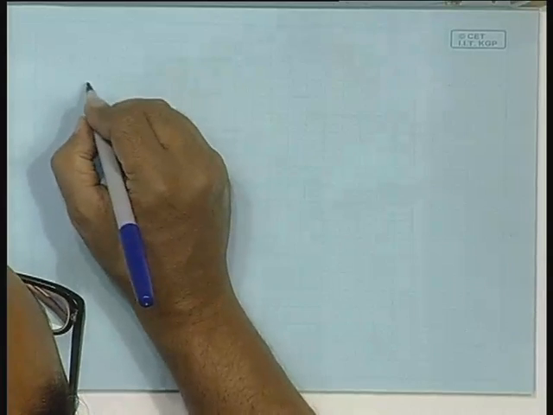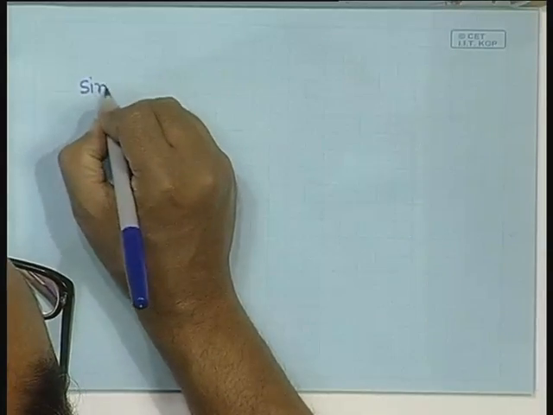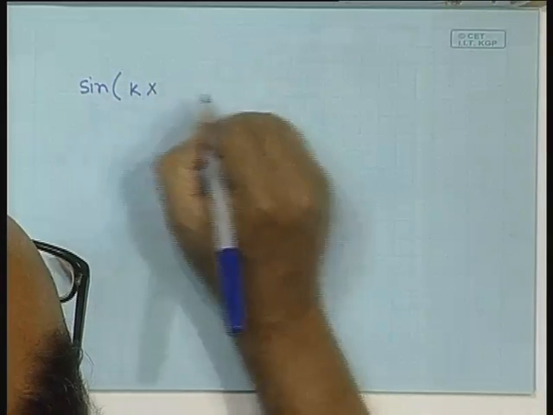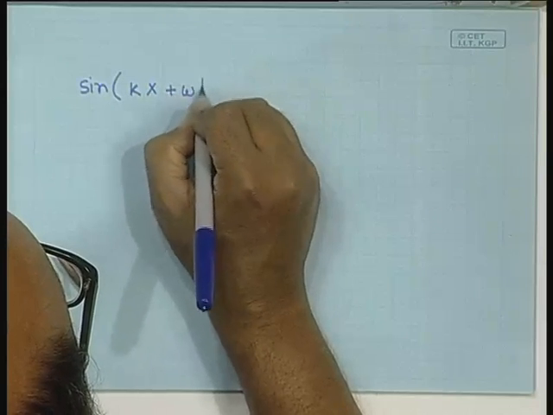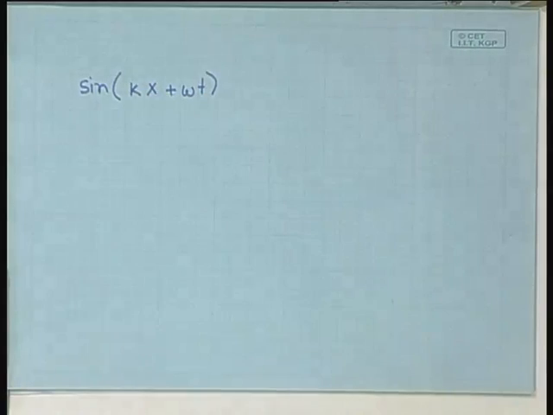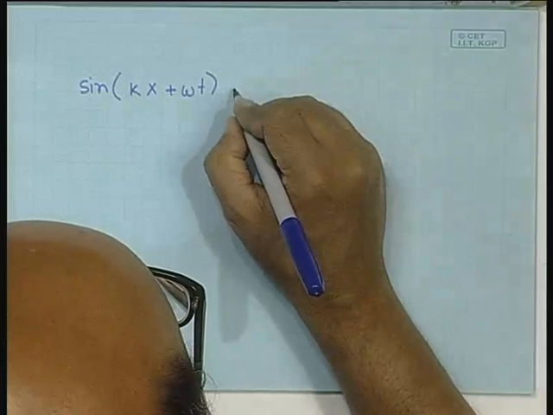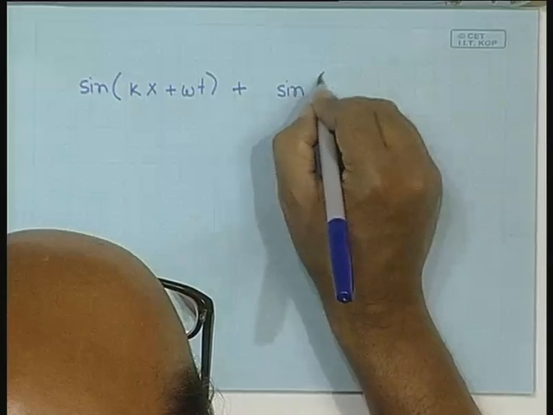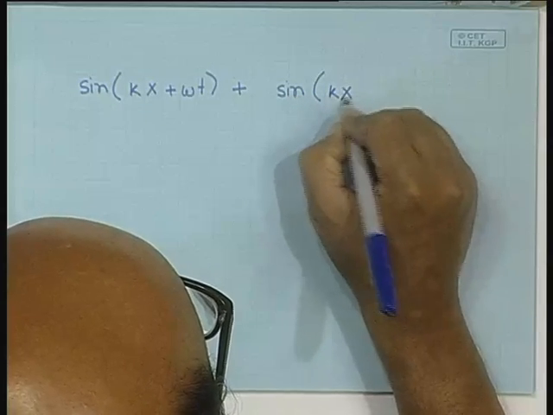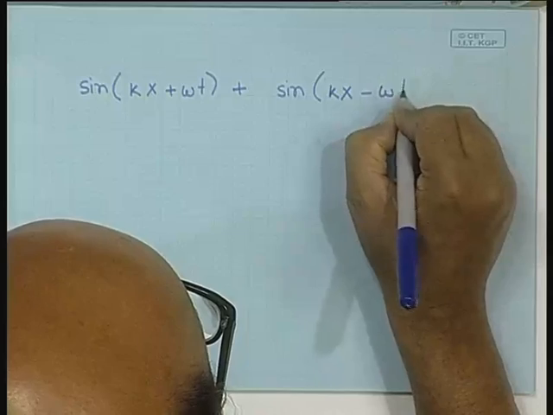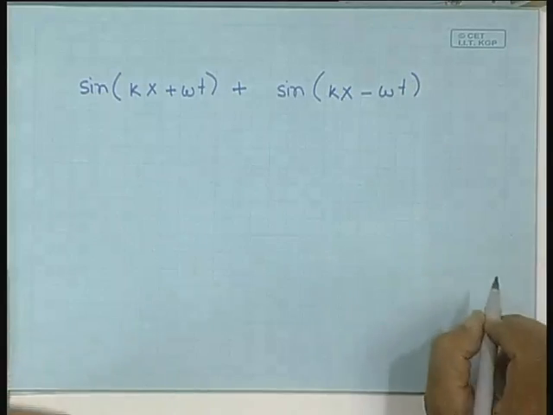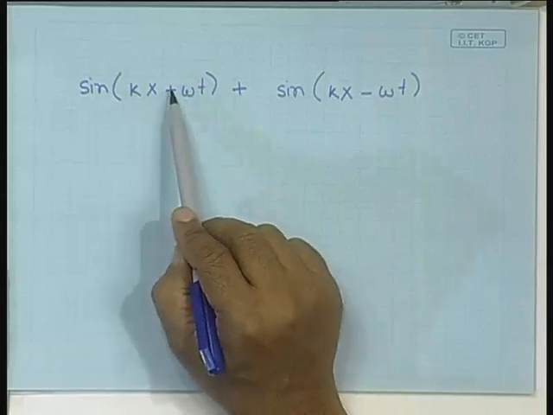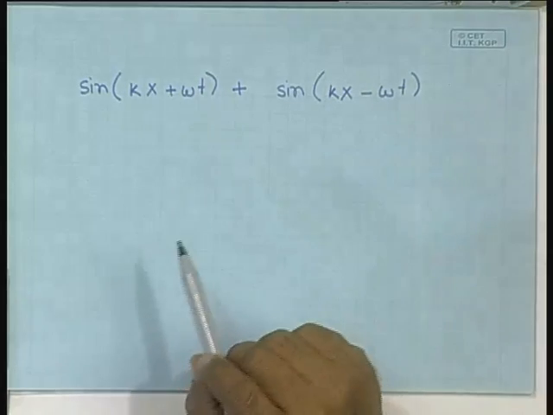the two travelling waves sine(kx plus omega t) plus sine(kx minus omega t). So, this is a superposition of 2 travelling waves. This is a left travelling wave, this is a right travelling wave.